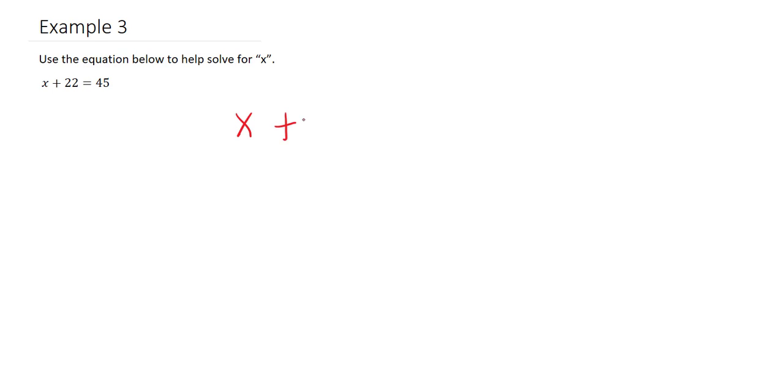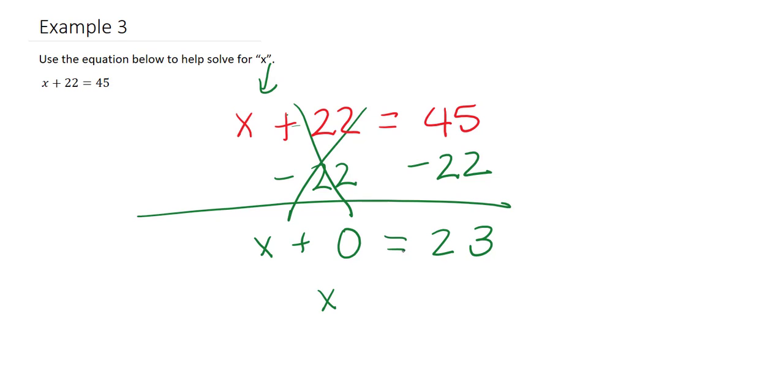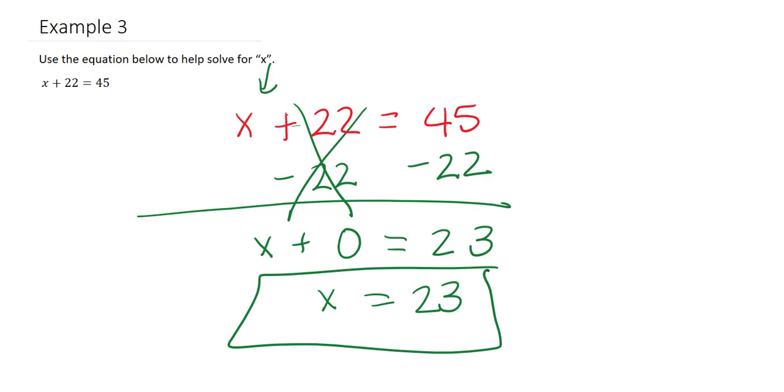So we have x plus 22 is equal to 45. We're going to get x by itself. We have this positive number, so we do the opposite and subtract. We do it to both sides. This just becomes 0, and then we're left with 45 minus 22. 5 minus 2 is 3. 4 minus 2 is 2. So x is equal to 23. That would be our solution.